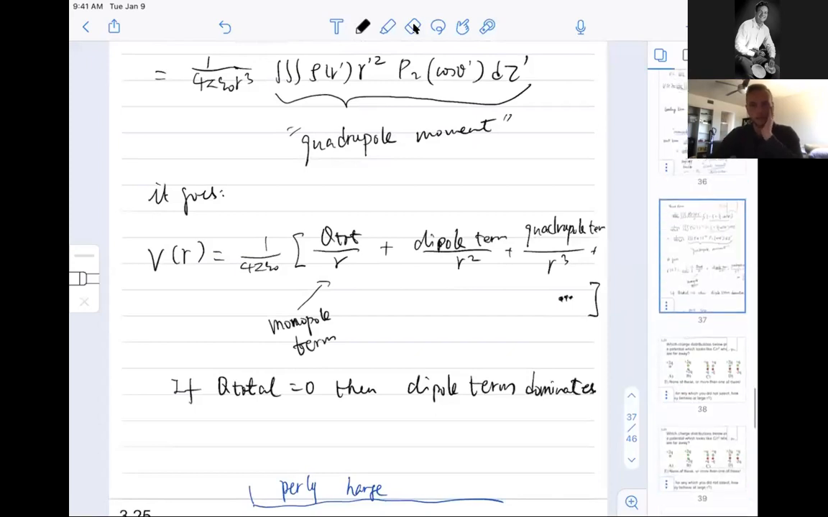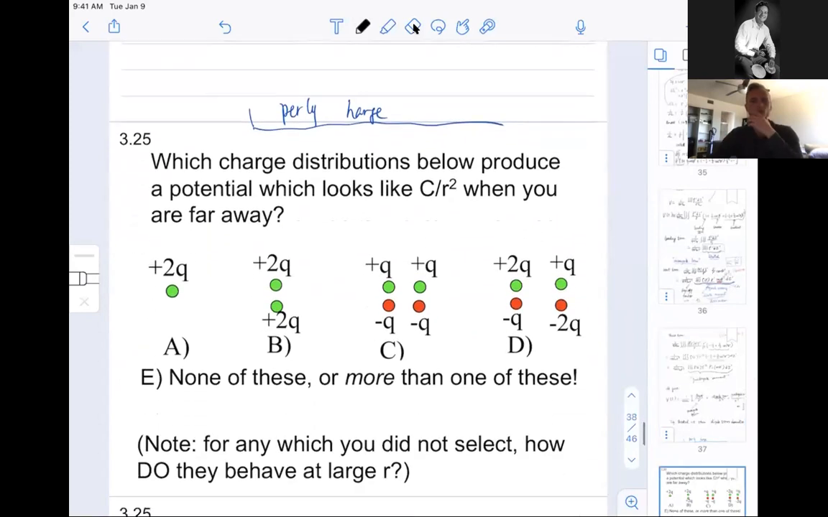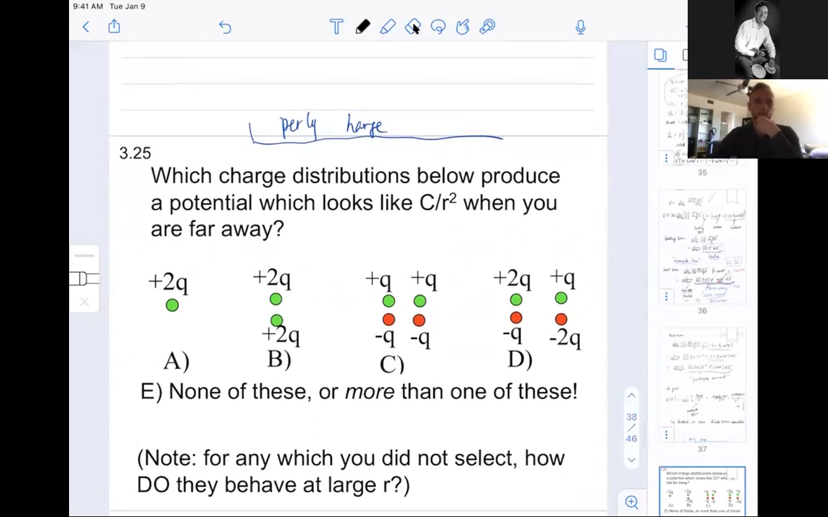Okay, so I have a few of these questions coming up. So there are 4 different charge distributions. Okay, from far away, which one do you think will produce a potential that looks like some constant over r squared? Okay, I'll give you some time to discuss. We have maybe 4 of these questions, so we will go through them one by one. Okay, you can take a screenshot before you go, and we will discuss later.